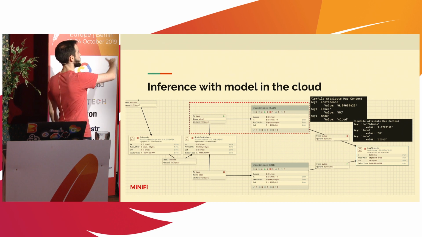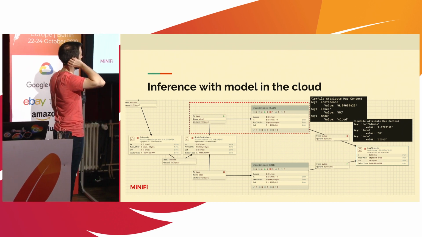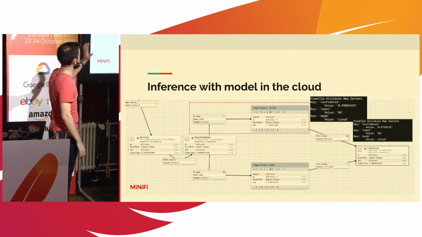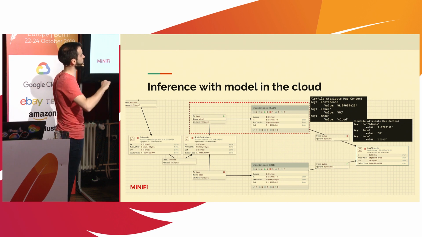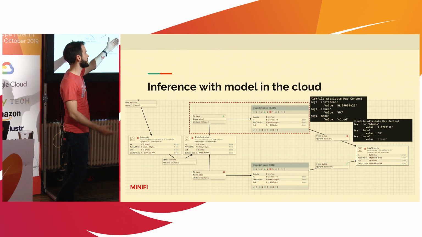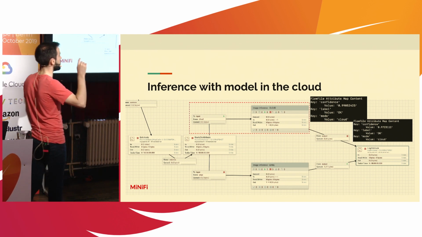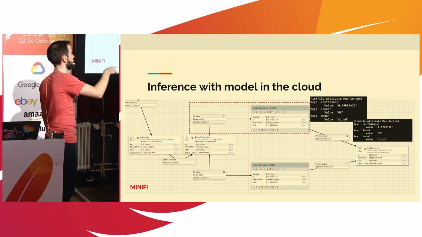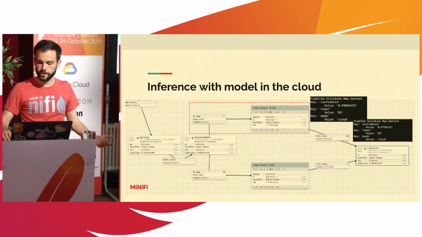So here is what it looks like on the MiNiFi part on the Raspberry Pi. In this case, I'm doing the inference in the cloud, so making the API calls, and we can see some examples of the results we are getting with the label we are computing on the picture, confidence score, and the mode in which the device is running.